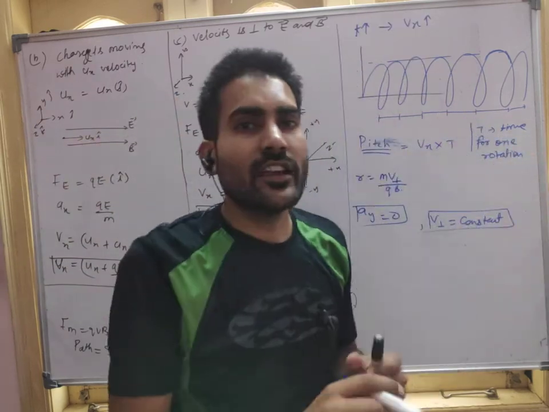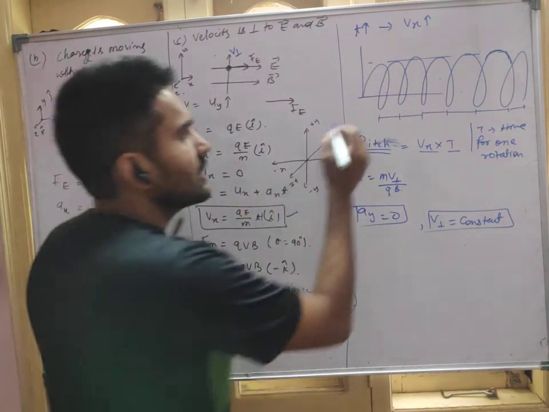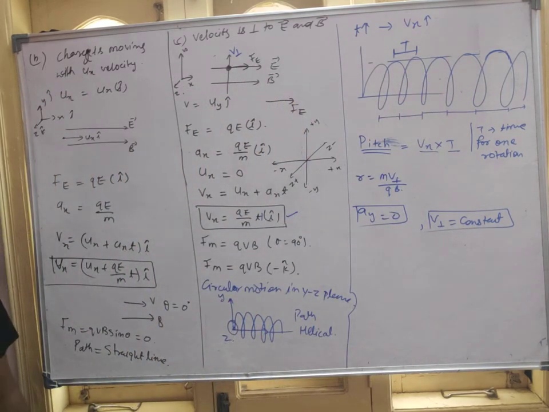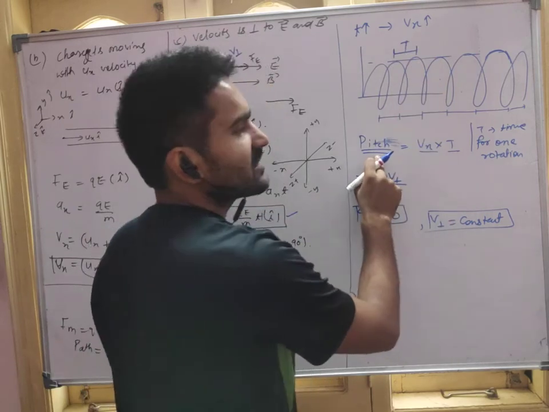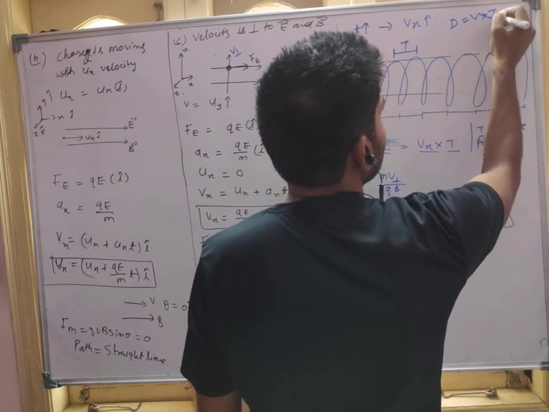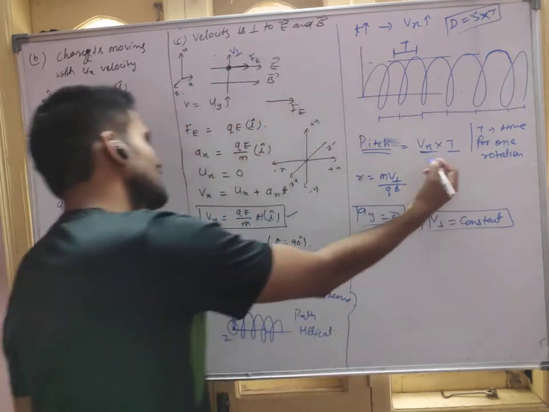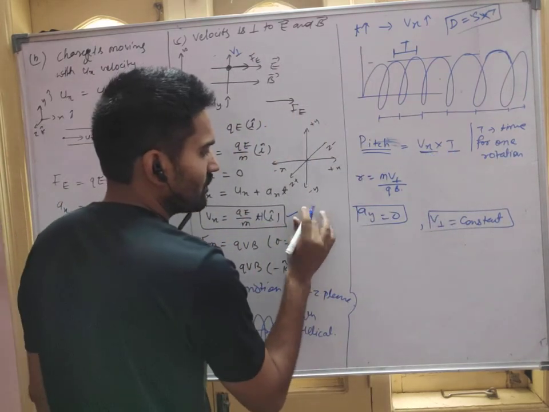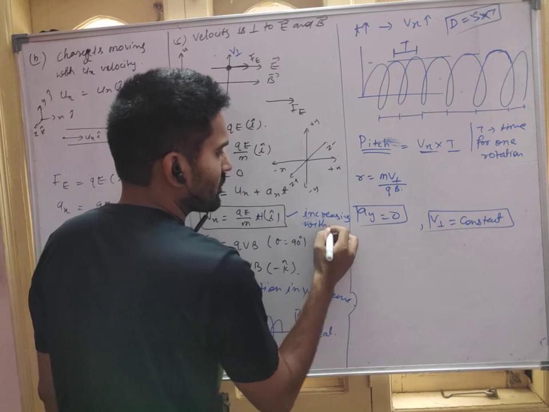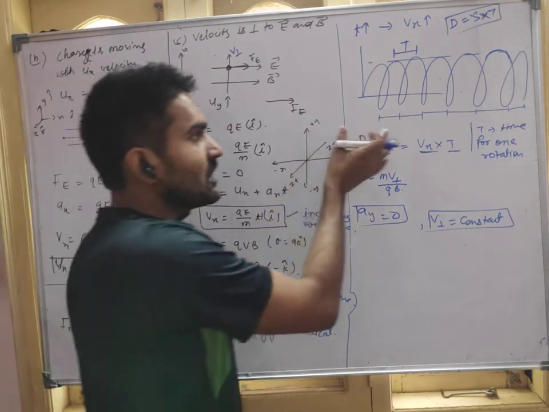See, the pitch will be increasing. Why so? See, pitch is Vx into t. Right? Let's say from here to here, one time period is taken. We know that distance is equal to velocity into time. Yes or no? So the pitch is Vx times t. If you see here, Vx is variable. It is increasing with time. Are you getting my point or not? So the pitch will be getting increased.